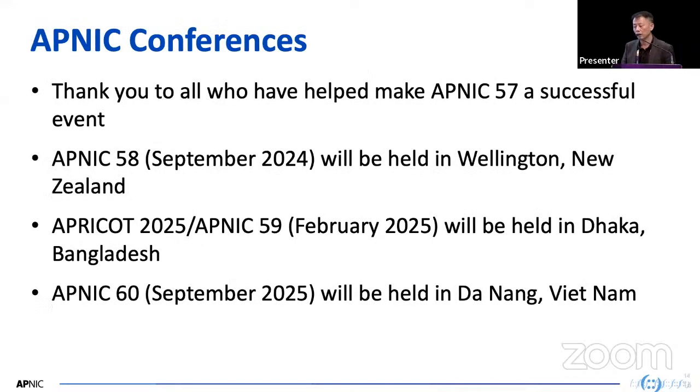Thank you everyone who helped make APNIC 57 a very successful event. APNIC 58 will be in September this year, held in Wellington, New Zealand. APNIC 59, in February next year, will be held in Dhaka, Bangladesh. APNIC 60, assumed to be in September 2025, will be held in Da Nang, Vietnam. So you can start to prepare your trip for next year.